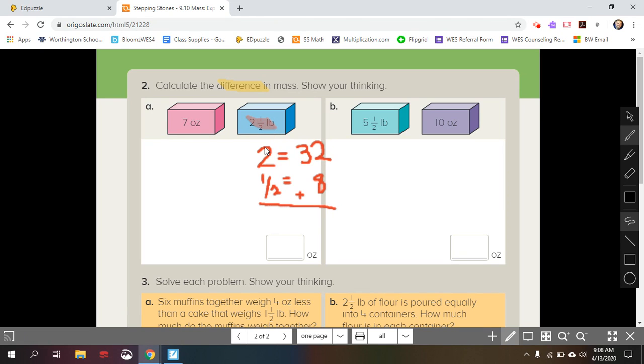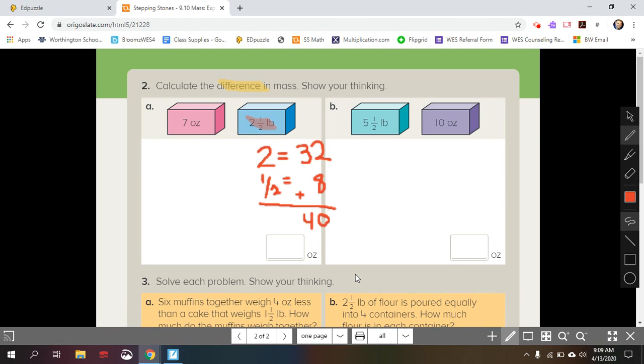So again, what I did was I separated this into its parts, the whole number and the fraction, and I figured out how many ounces were in each one of those. So I know that 2 whole pounds would be 32 ounces. And like we figured out a little bit ago, a half of a pound is going to be 8. So now what I have to do is combine those together to figure out how much this whole block is worth.